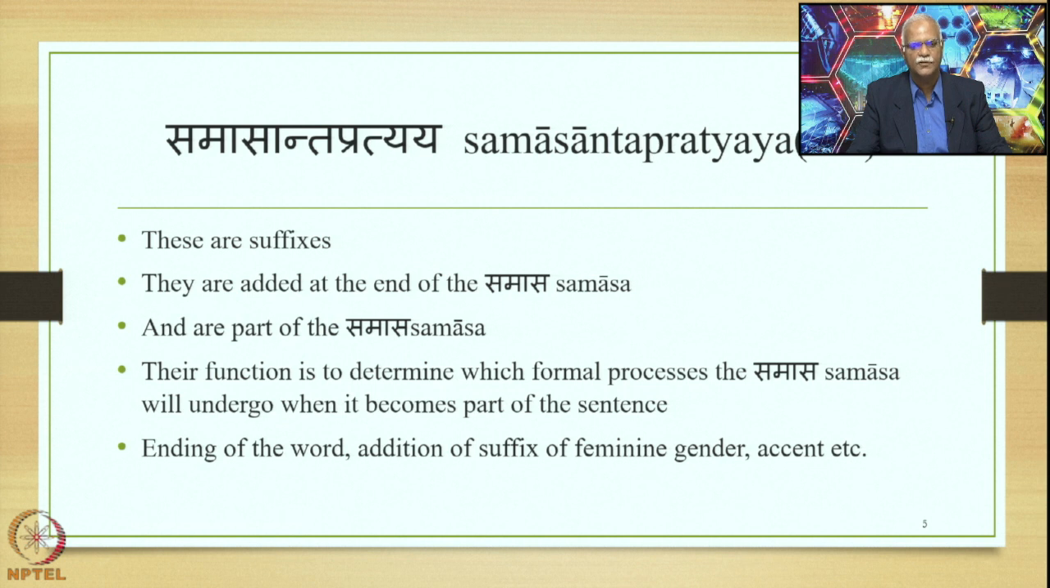Also, the addition of the suffix which indicates the feminine gender is also dependent on the samasanta pratyaya. Whether a feminine suffix a is to be added or whether e is to be added is determined on the basis of the samasanta pratyaya, more specifically on the basis of the markers attached to these samasanta pratyaya, and we shall see the examples. Also, this samasanta pratyaya functions to determine the accent of the generated compound output. These are some of the functions of the samasanta pratyaya, and therefore it is accepted that this pratyaya is part of the samasa.